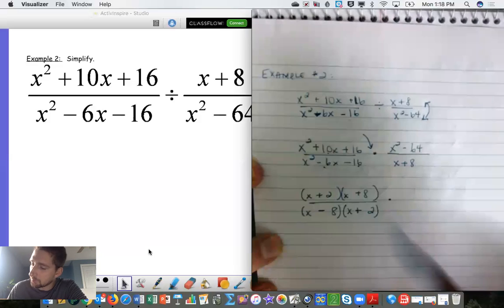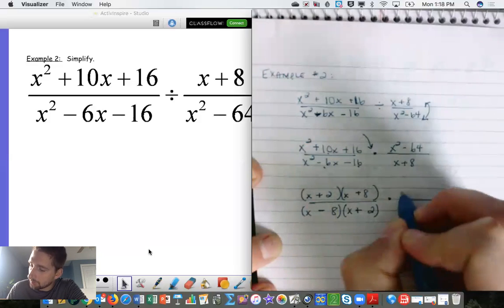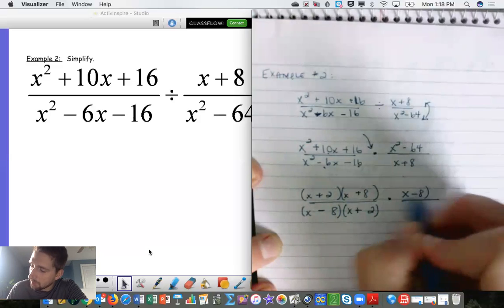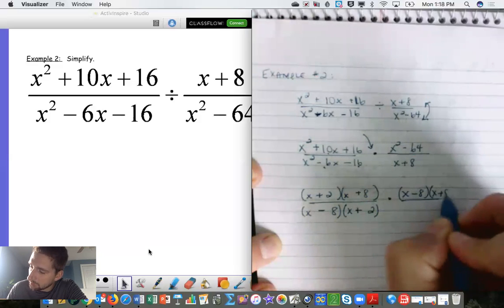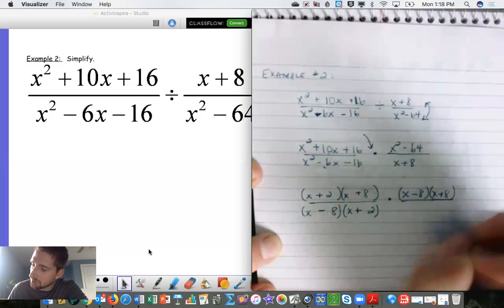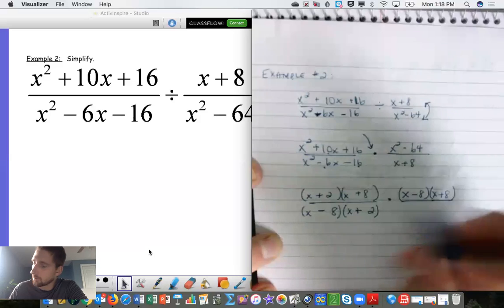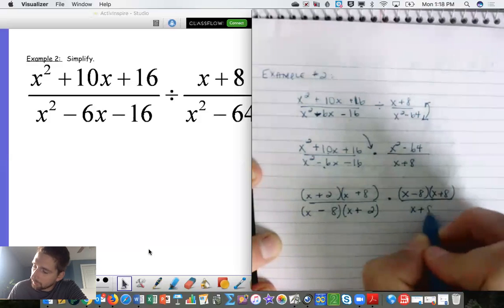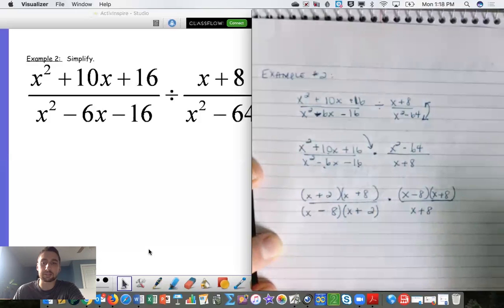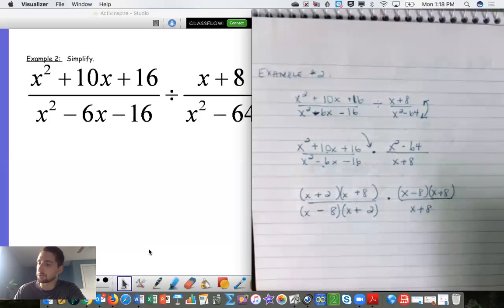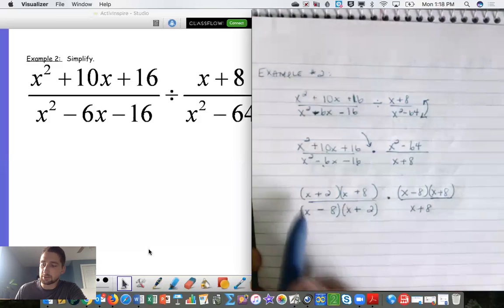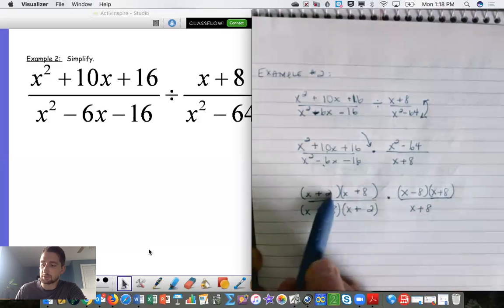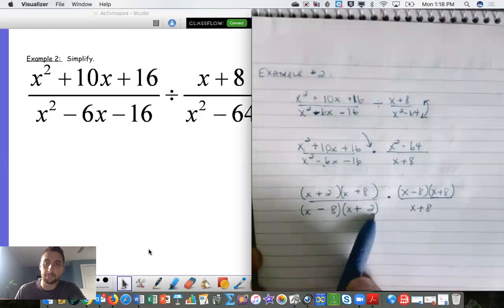I'm multiplied by the reciprocal. I have a difference of squares, x minus 8, x plus 8. The relationship are conjugates. And down in my denominator, I don't have to factor anything out. It's already factored. Now I'm looking to cross off common factors. Again, I cannot cross off x and x. I cannot cross off 2 and 2 individually. They are terms. They're separated by a plus sign here.